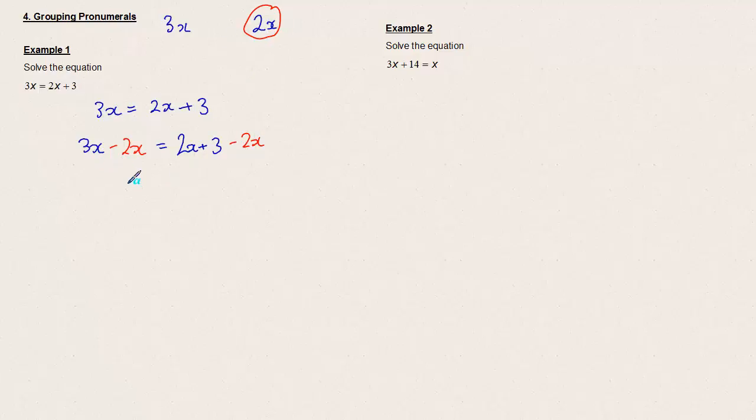So 3x take away 2x just leaves me with a single x. 2x take away 2x means there's no x's left here, there's just the 3.